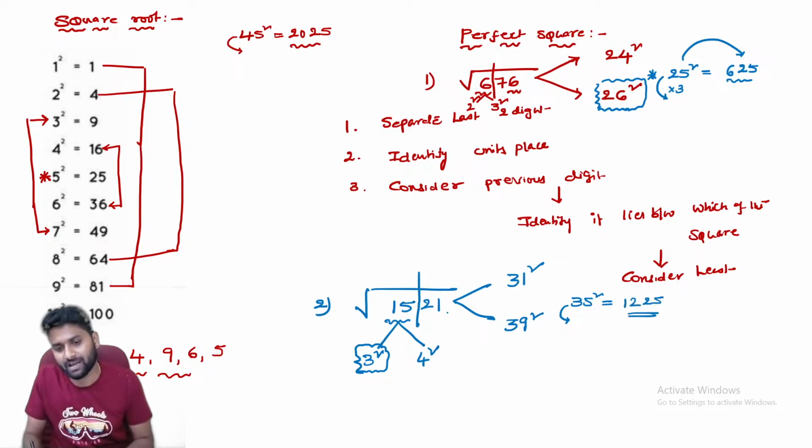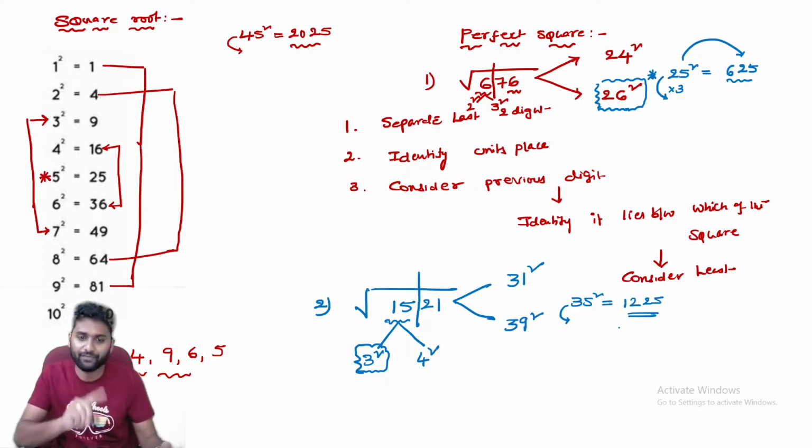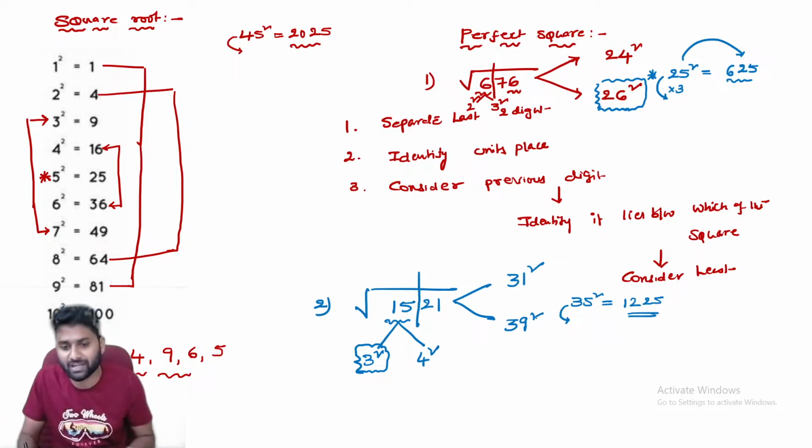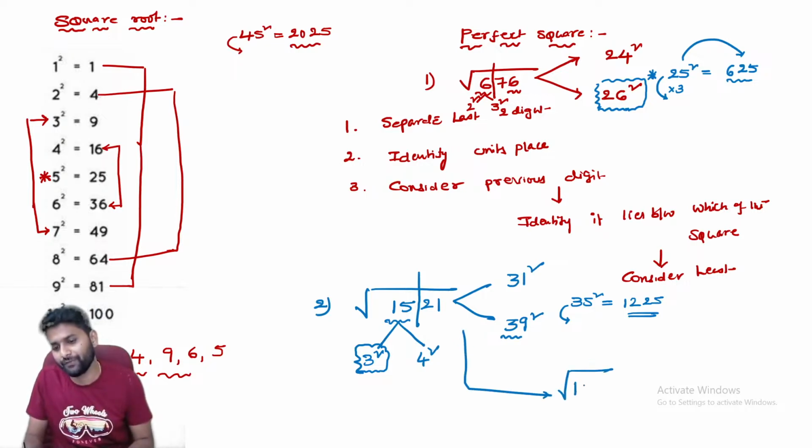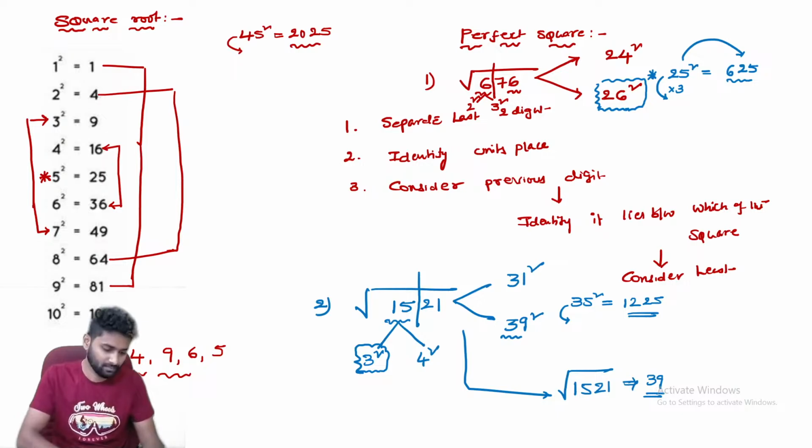Now you can compare the values. 1521 is greater than 1225. If 1521 is greater than 1225, your answer should be after 35 square. After 35 square we have only one value, that is 39 square. That's why the square root of 1521 is equal to 39. Is it clear, guys?